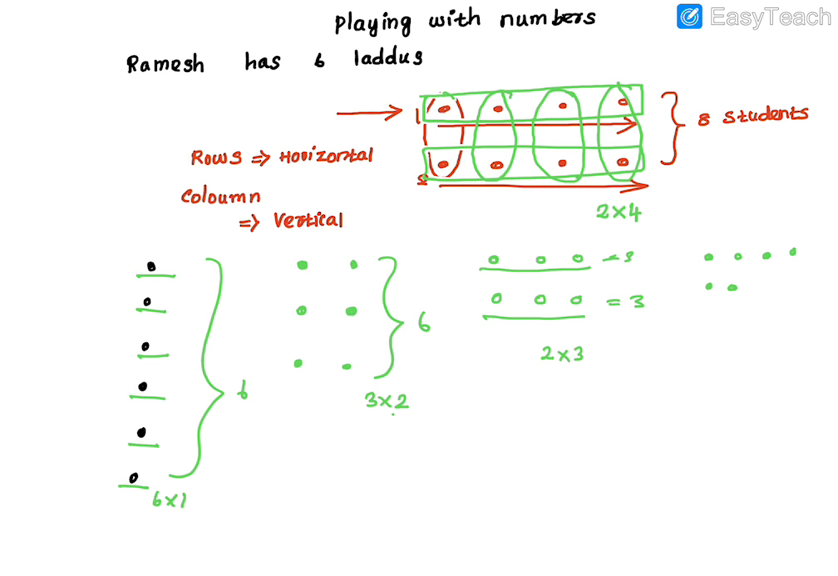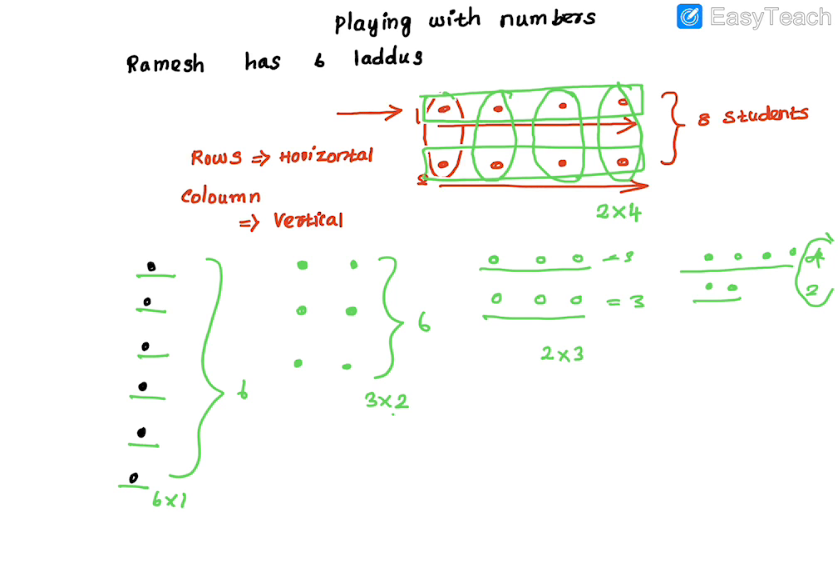See, in the first row I placed 4 laddus, but in the second row I placed only 2 laddus. But what is the condition? The condition is that in each row you have to place the same number of laddus. That is the condition. That means we cannot write 4 into 2. So that's wrong.